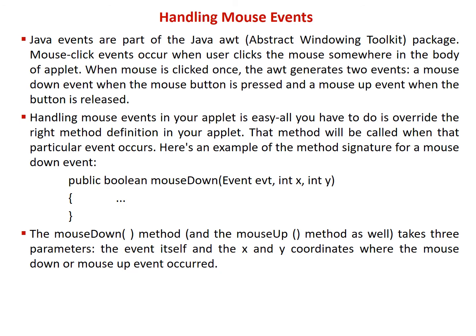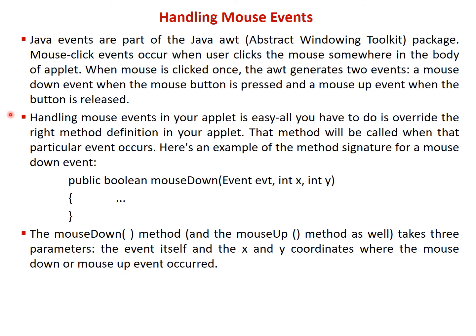Handling mouse events. Java events are part of Java AWT, that is the Abstract Windowing Toolkit package. Mouse click events occur when the user clicks the mouse somewhere in the body of the applet. When the mouse is clicked once, the AWT generates two events: a mouse down event when the button is pressed and a mouse up event when the button is released.